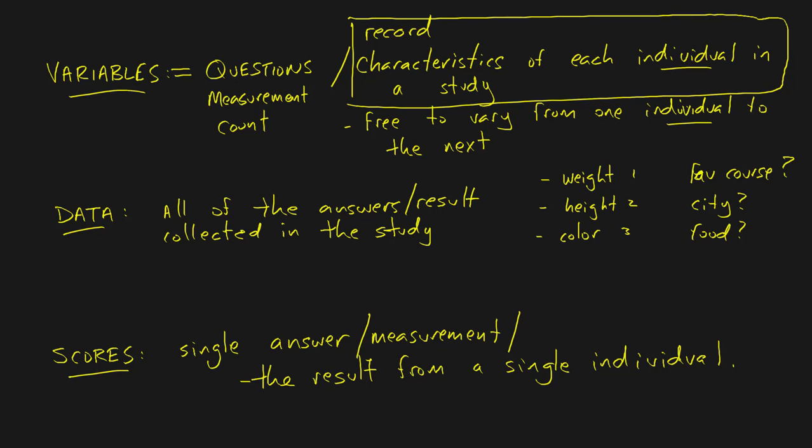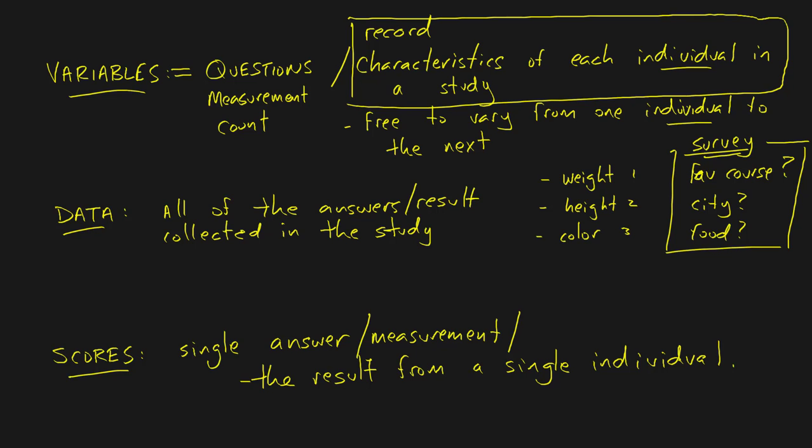So if I measured 20 objects, then I would have 20 different weights. Some of them might be the same, but I'm going to have 20 values filled out. That will be my data for that study. I'm also going to have some heights. I'm going to have some colors. For this sort of a survey, I'm going to have a number of different answers. When you take all of your answers, that's your data.